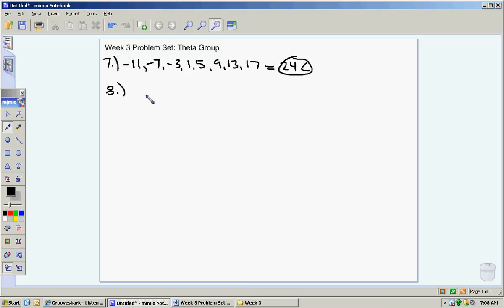In 8, it says the first term is 2, but we have a different kind of pattern. In 7, it's called the arithmetic pattern. In 8, it is not arithmetic, nor is it geometric if you remember your algebra. It's just something else that's going on. The first one is 2.